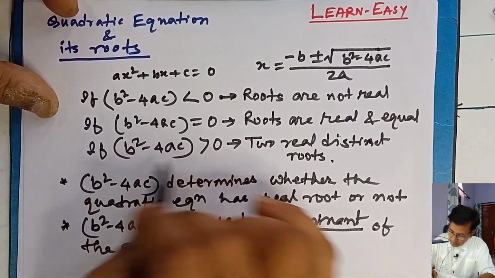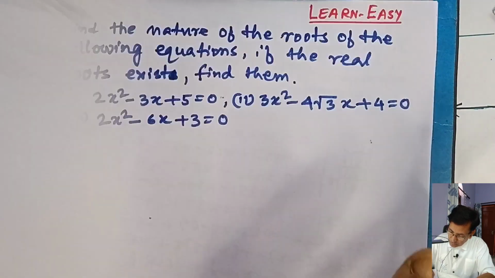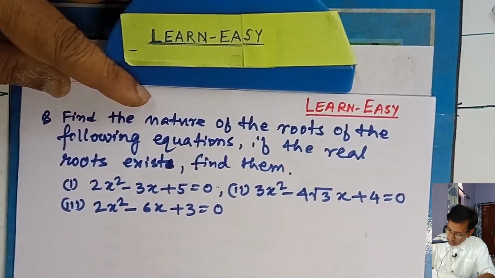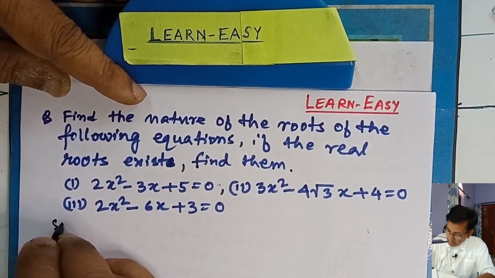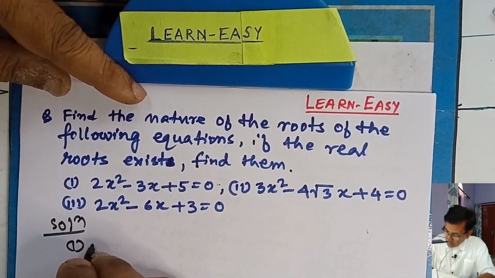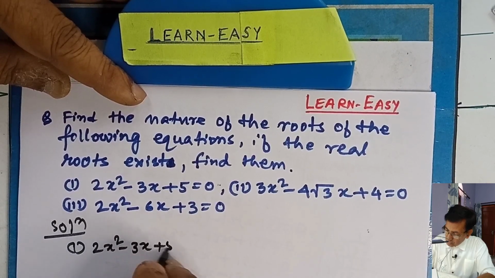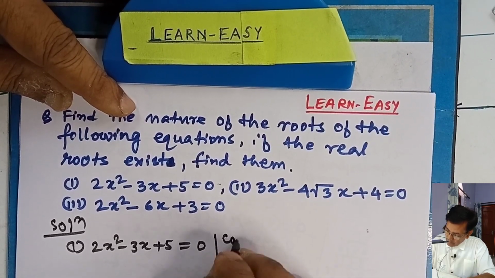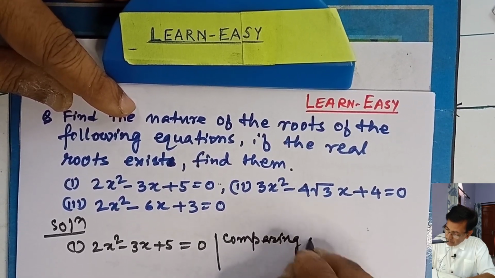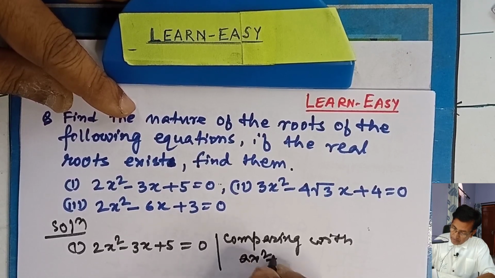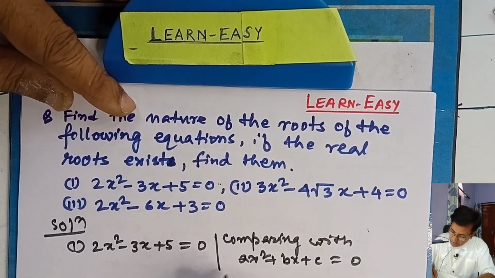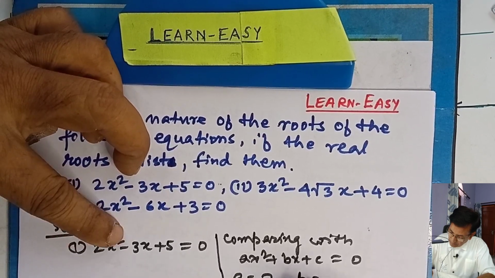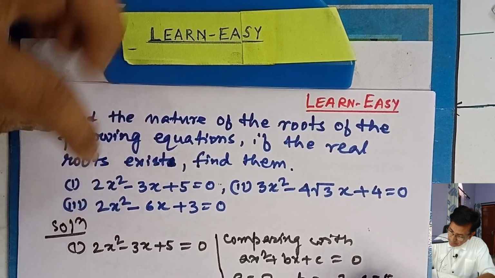So applying these conditions, we will do some sums. Find the nature of the roots of the following equations. If the real roots exist, find them. Number 1, 2x square minus 3x plus 5 is equal to 0. Here, comparing with ax square plus bx plus c is equal to 0, we can write a is equal to 2, b is equal to minus 3 and c is equal to 5.